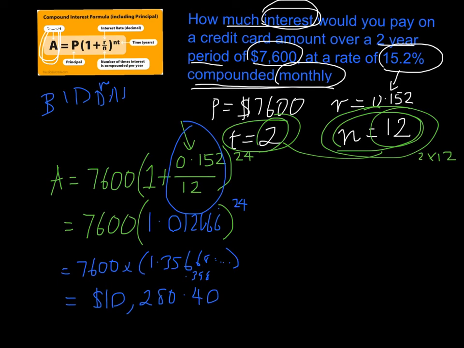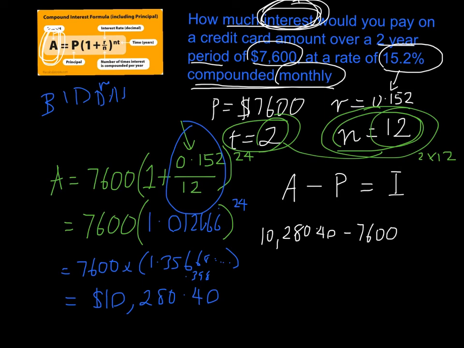Remembering, however, that this was a 2-part question. We actually only wanted to find the interest you would pay, not the total amount, but the interest. So to find the interest, you would need to do the amount, take away the original principal, and that will give us the interest that you're paying. So the amount is $10,280.40. That's the total you'd need to repay to this credit card company. Take away the original principal of $7,600. That'll give you your interest.